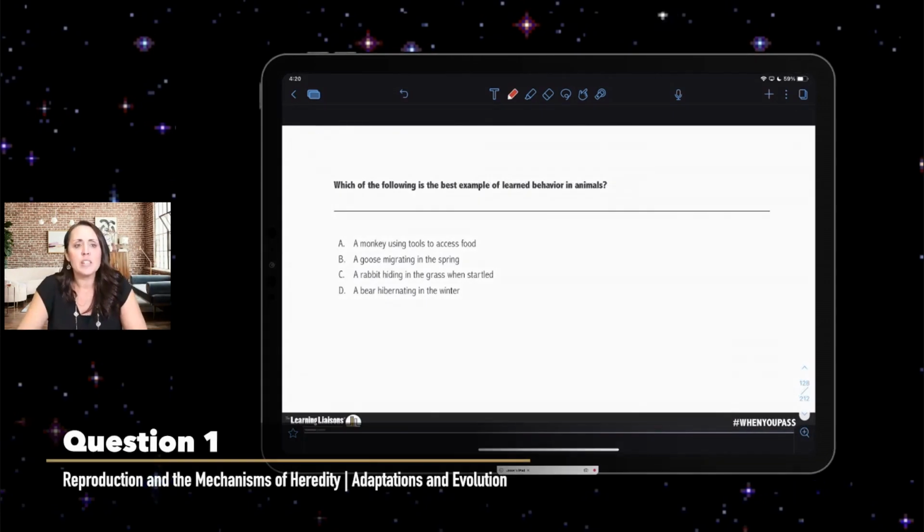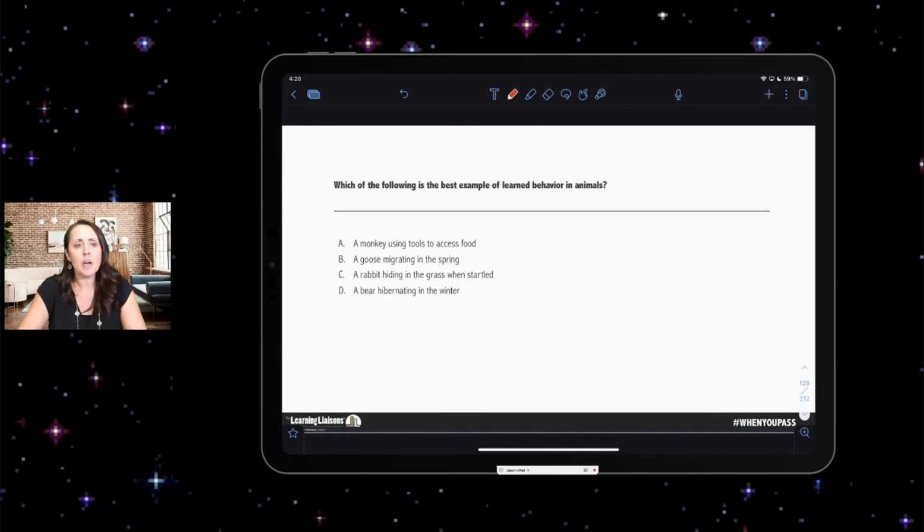Which of the following is the best example of a learned behavior in animals? A, a monkey using tools to access food. B, a goose migrating in the spring. C, a rabbit hiding in the grass when startled. Or D, a bear hibernating in the winter.